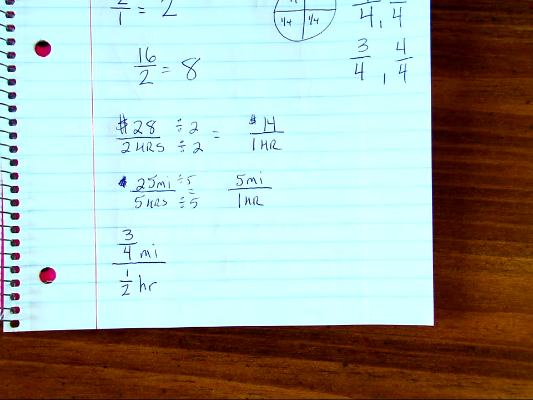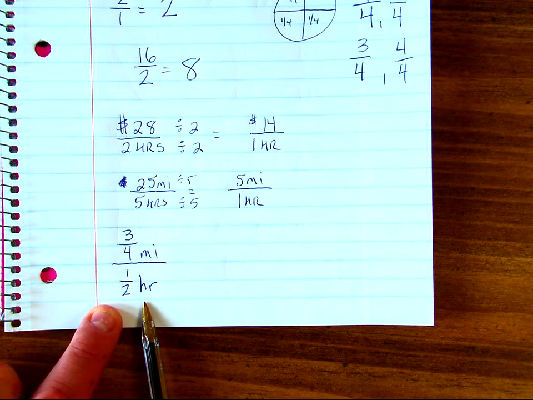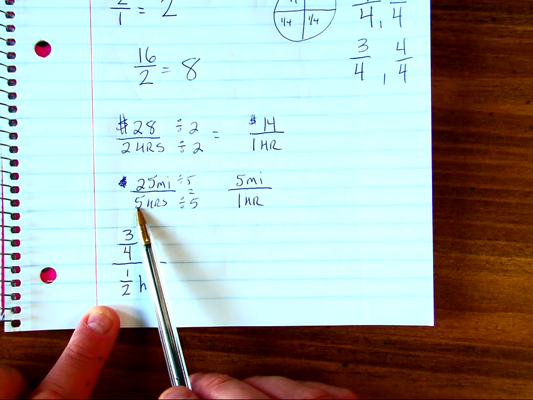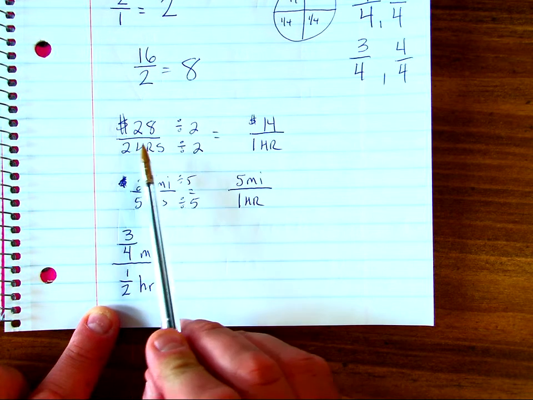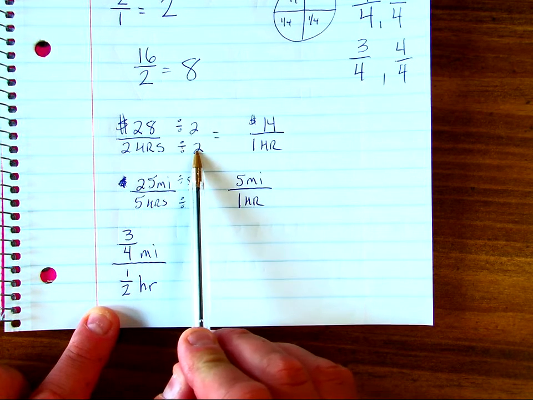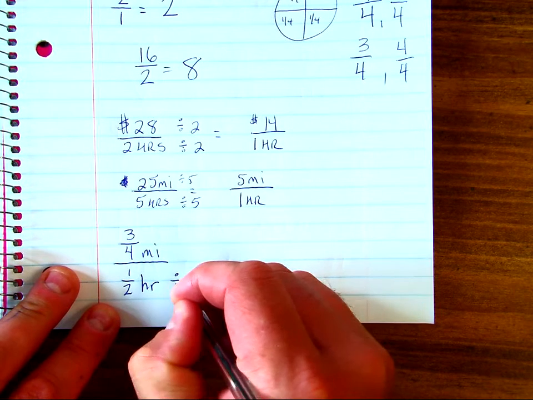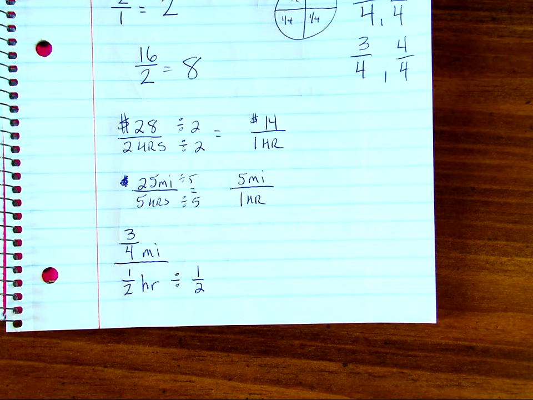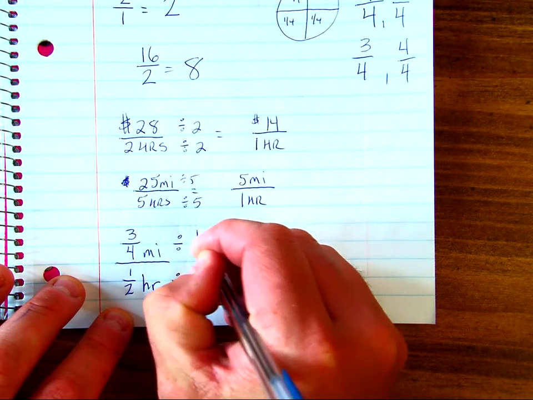The only way to get 1 in the denominator is just like what we did here. We divided the denominator by itself. So we need to divide the denominator by itself. Whatever you divide the denominator by, you have to divide the numerator by.